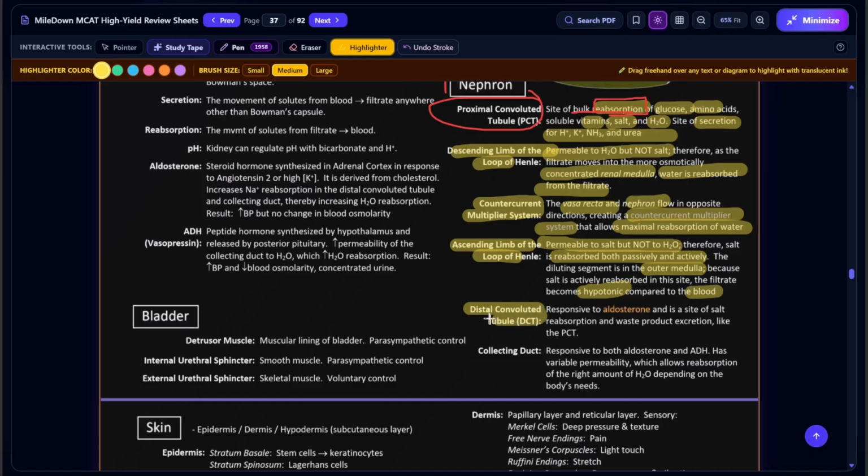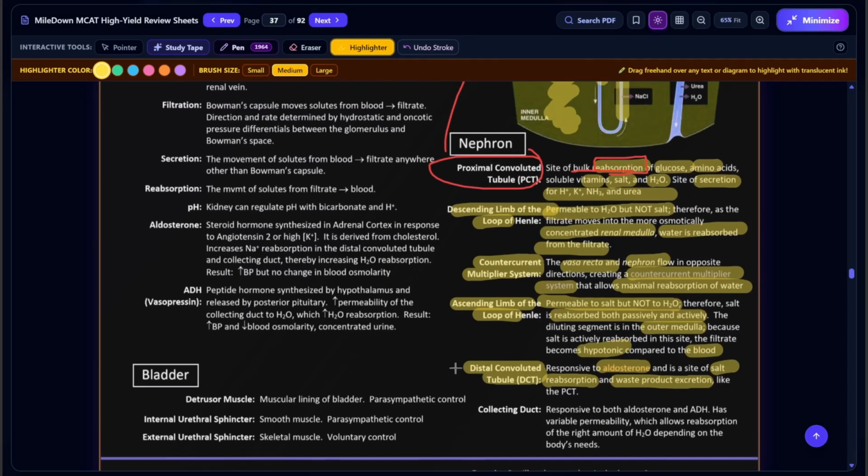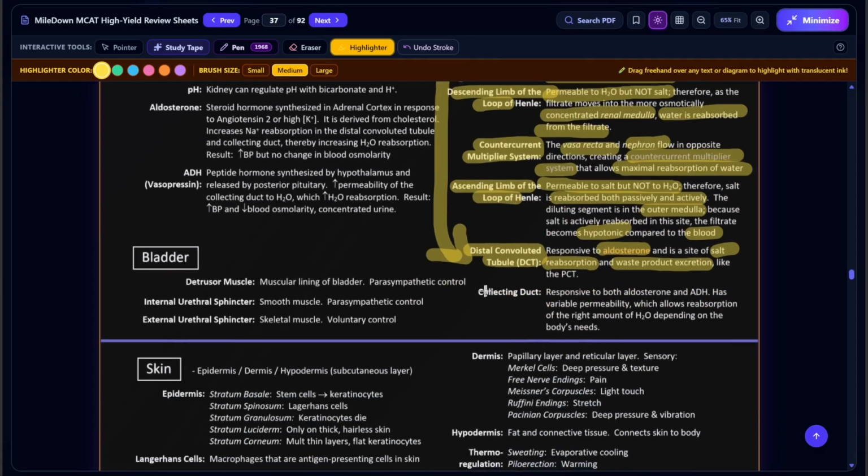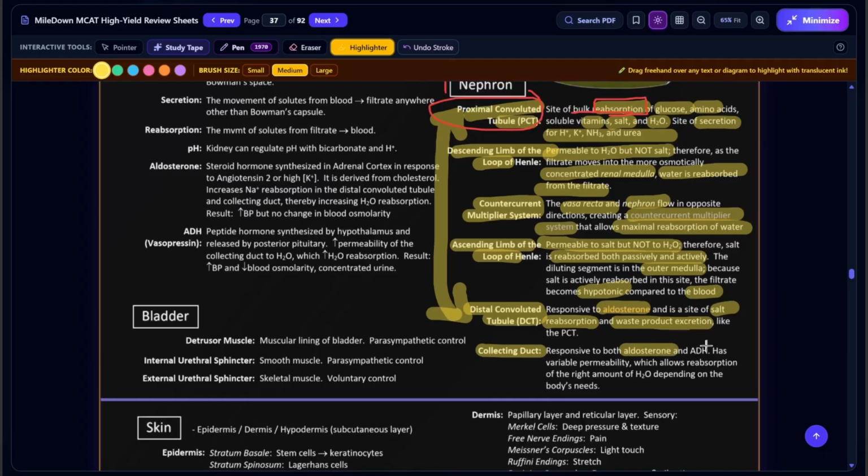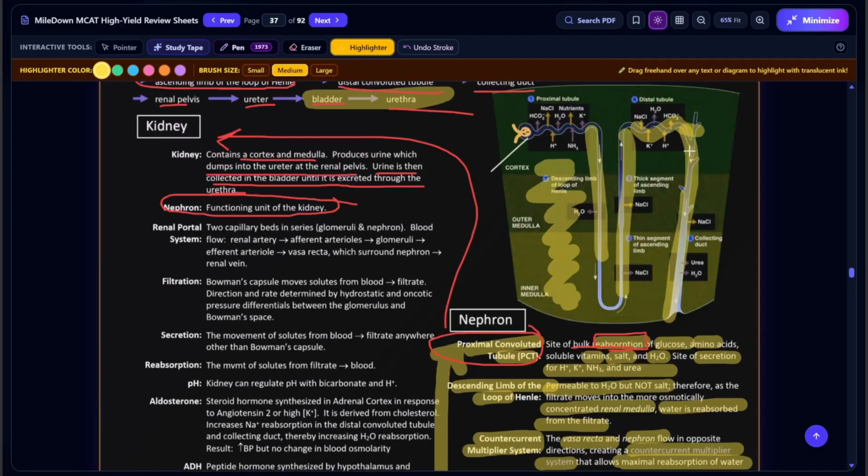And so the distal convoluted tubule is over here, and it's responsive to aldosterone, the hormone, and is a site of salt reabsorption. So you have salt reabsorption and waste excretion, like the PCT. So it is like the proximal convoluted tube. So the proximal and distal convoluted tube are kind of like each other. And the collecting duct is responsive to both aldosterone and ADH, and has variable permeability, which allows reabsorption of the right amount of H2O depending on the body's needs. So it's permeable depending on what it needs.